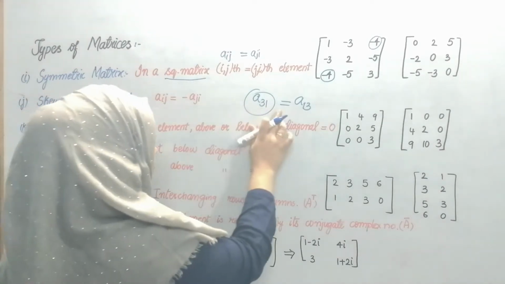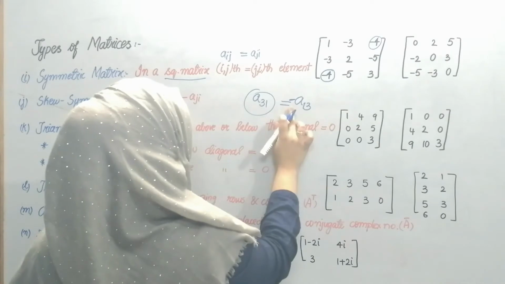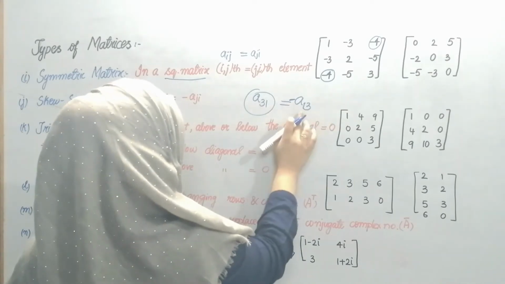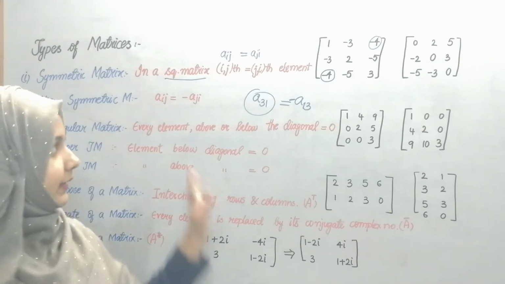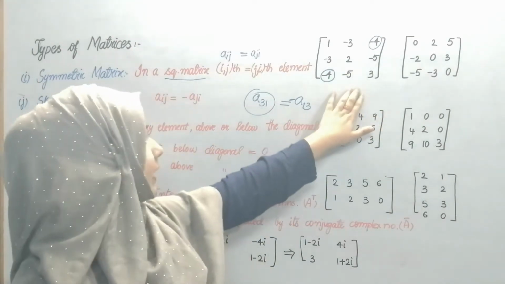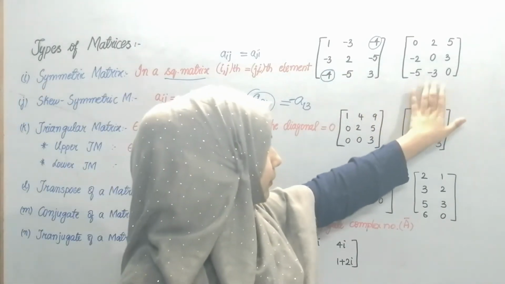Same thing we'll take here. A of 3 1 should be equal to minus of a of 1 3. Whatever element is present at a of 1 3, that should be minus of that term. Okay? Clear? Let's check it. This was an example of symmetric. This is an example of skew symmetric.